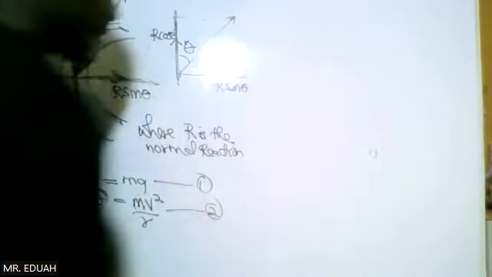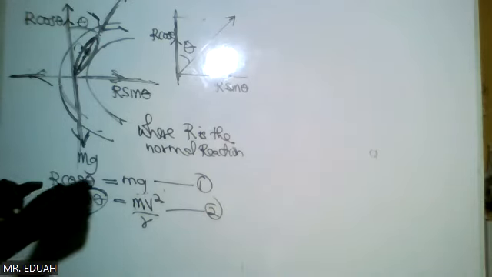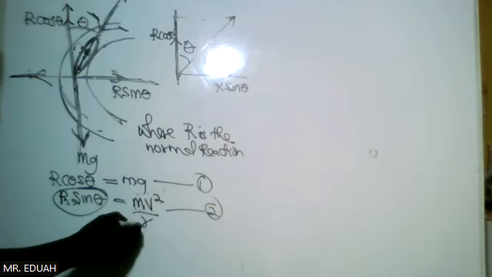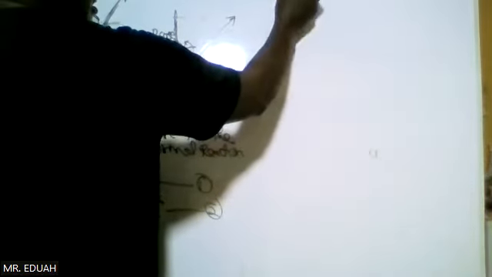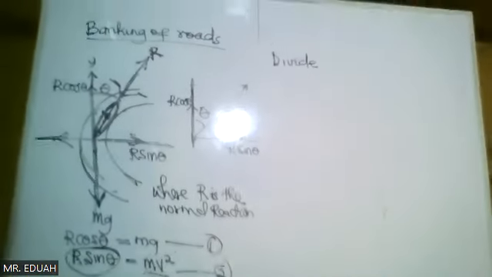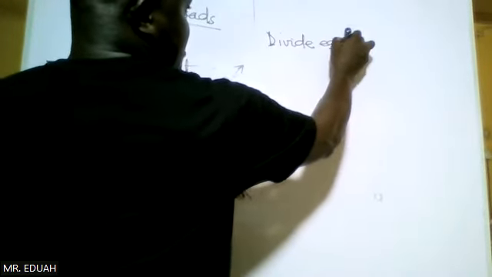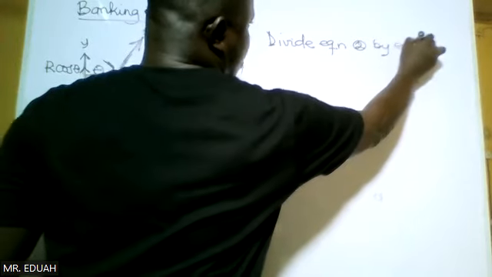Let's extract a very important equation. So R cos theta is balanced by the weight. R sine theta is equal to the centripetal force. Now let's divide equation 2 by equation 1.